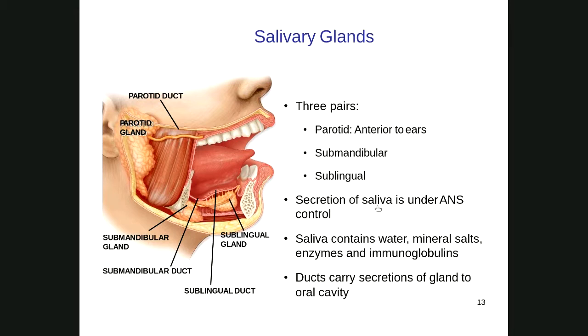So the contents are water, the mineral salts, the chloride, which is very important for the activation of the amylase enzyme. Immunoglobulins, IgA, are secreted by the salivary glands, and these glands are exocrine glands, which means they secrete their products through ducts. So you can see the ducts of the parotid and the ducts from the sublingual and submandibular into the oral cavity. So they are glands with ducts.